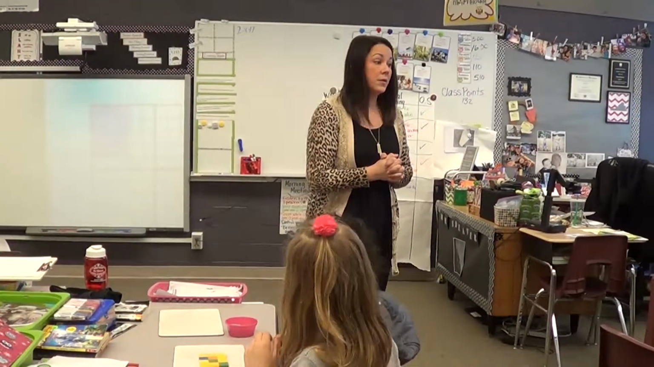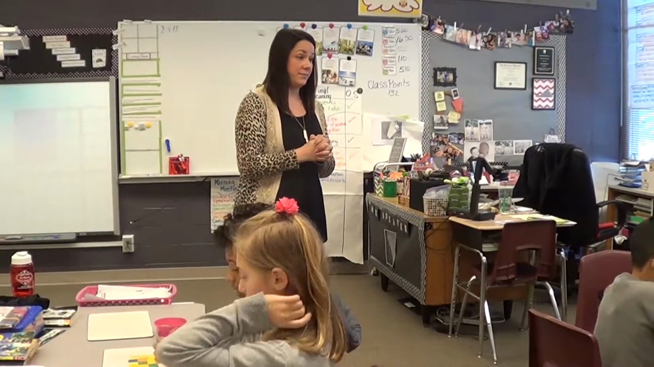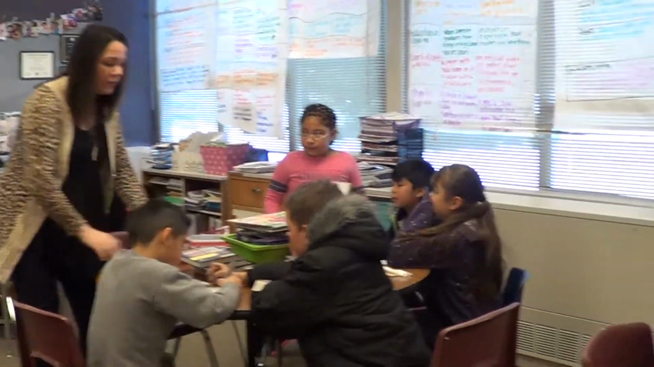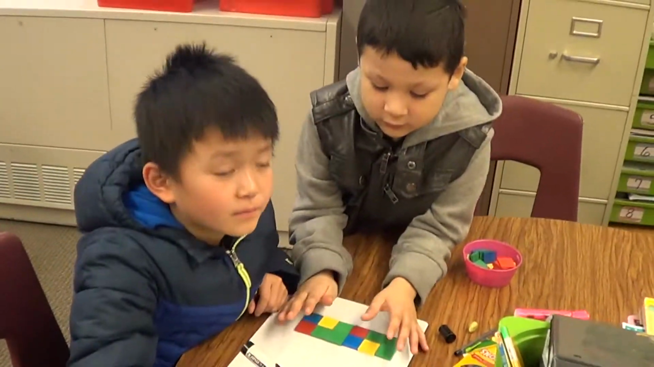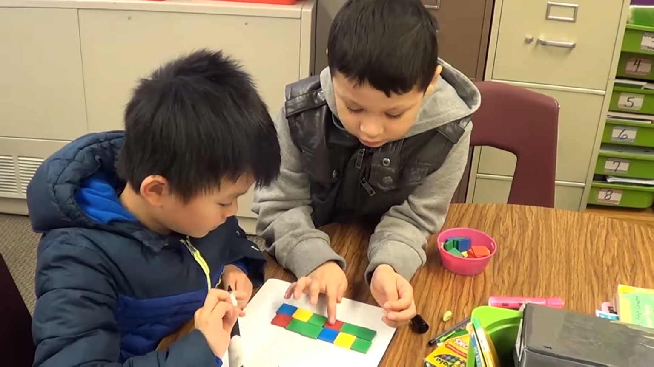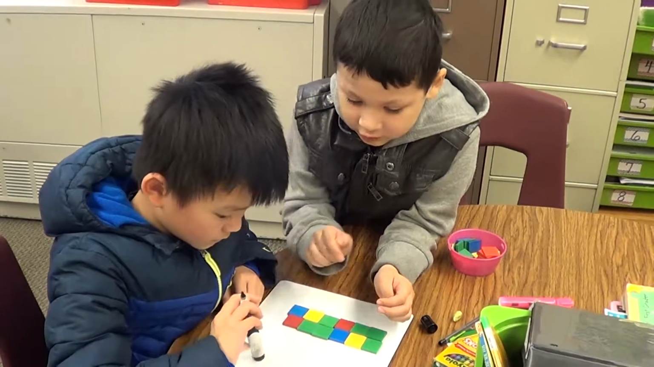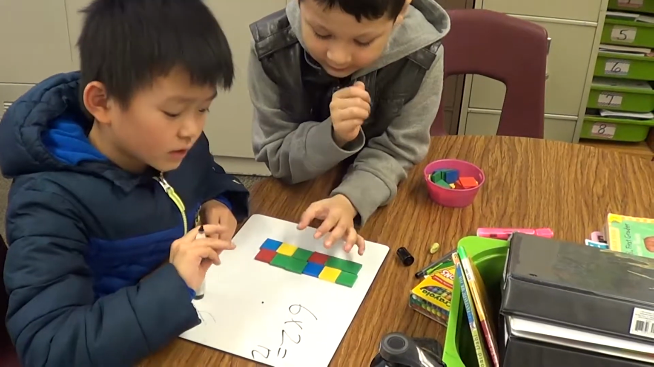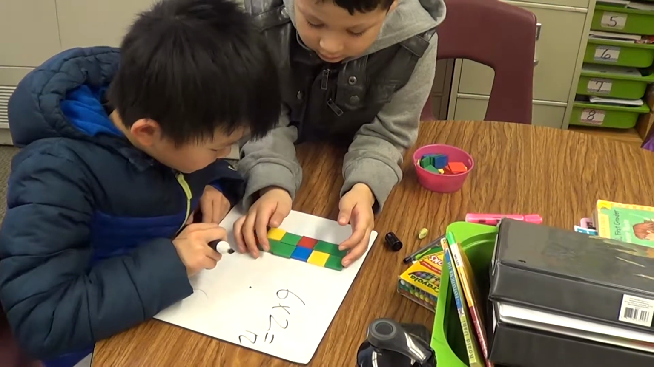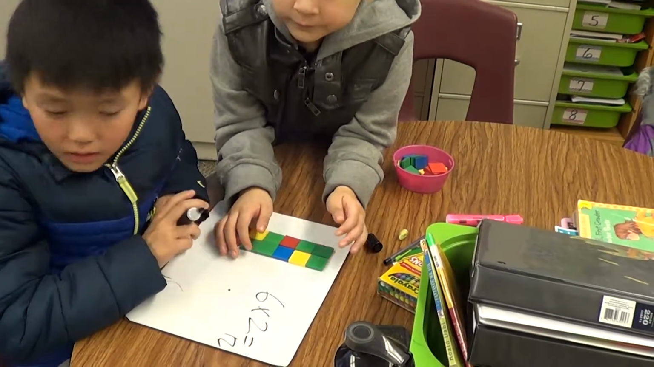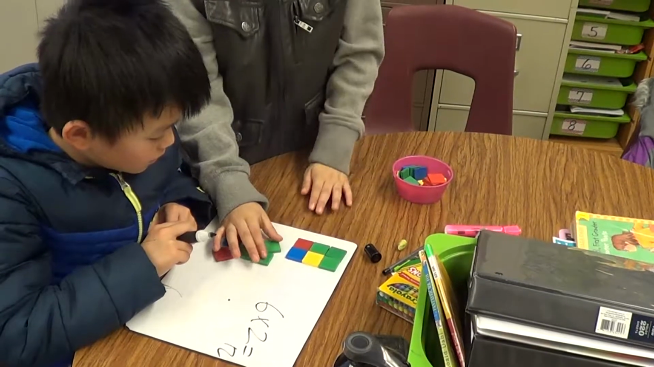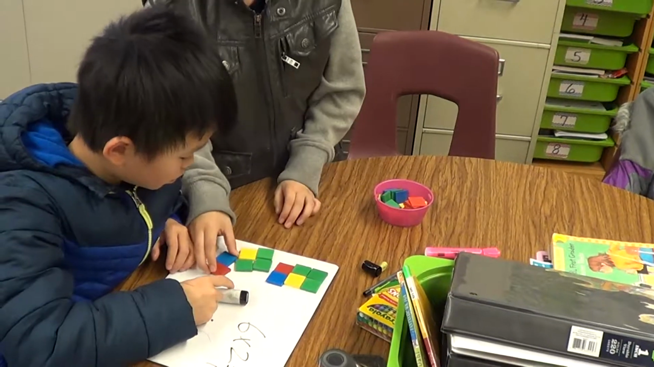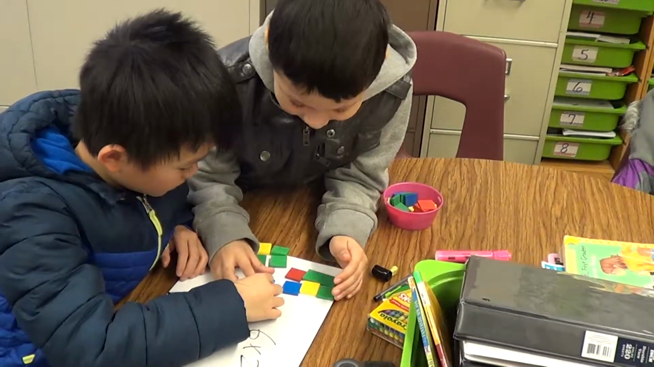You're only using 12 tiles, so you don't need any more. See if you can rearrange those. Yes, you have to use all 12 tiles. No more, no less, just 12. Wait, do we have to write it down like this? No, because we have to make an array. We have to count.